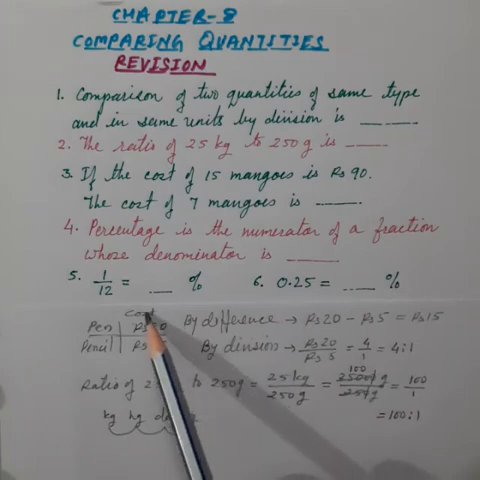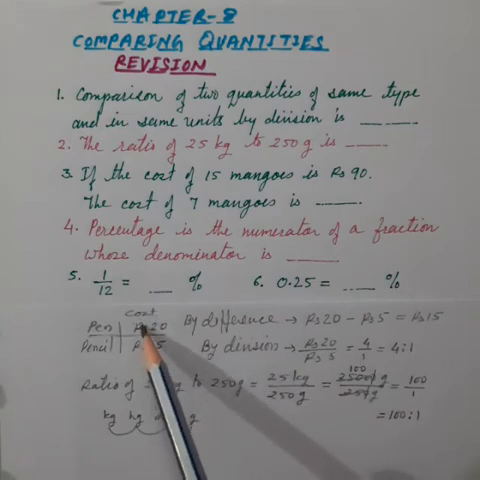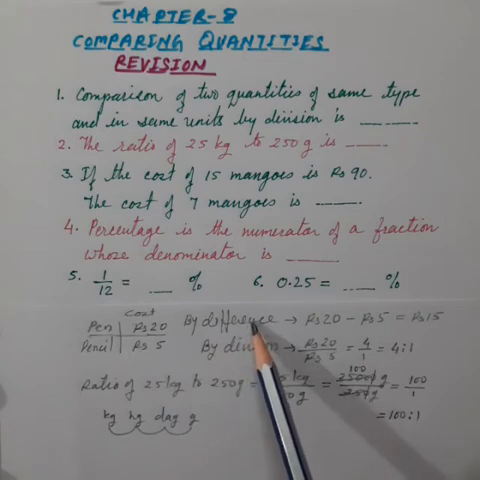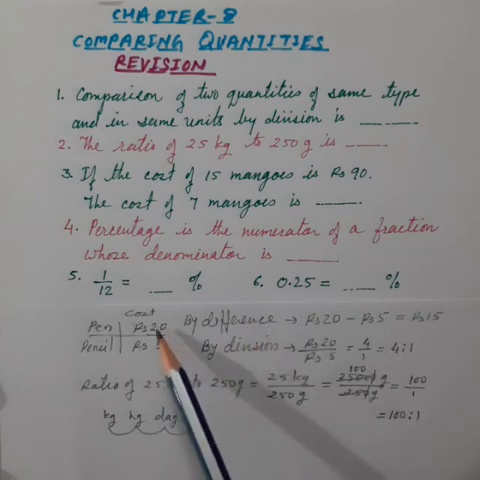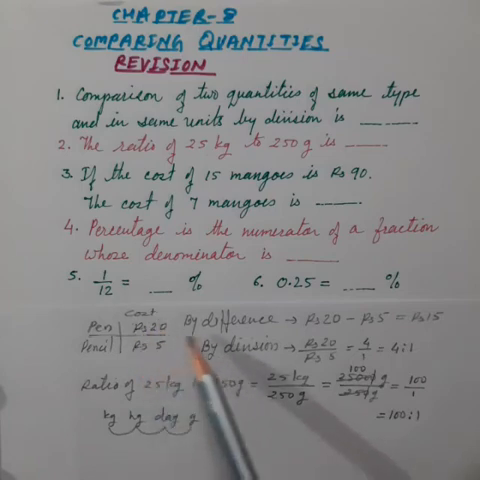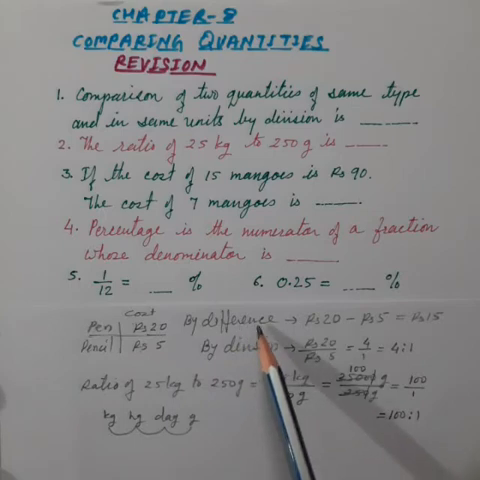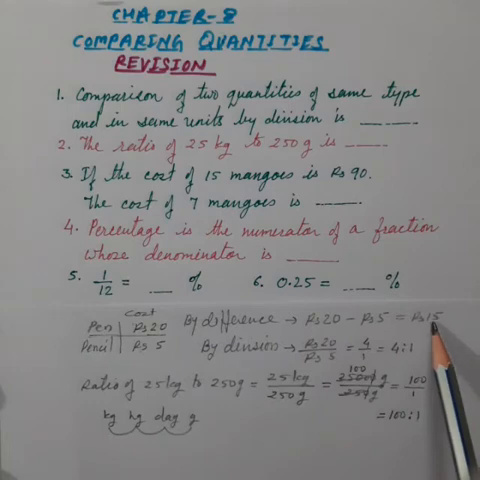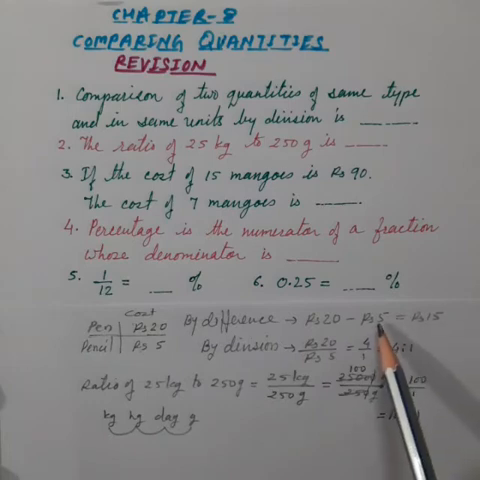Two quantities of same type and in same units can be compared by finding out the difference or by dividing one quantity by the other. When we compare two quantities of same type and in same units by finding out the difference, we come to know that one quantity is how much greater or smaller than the other quantity.